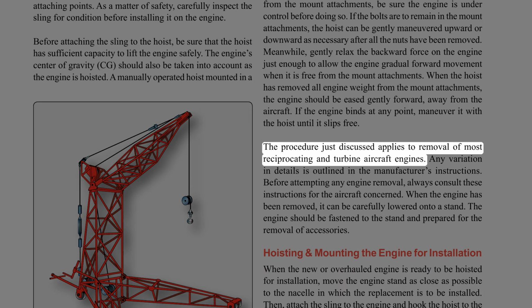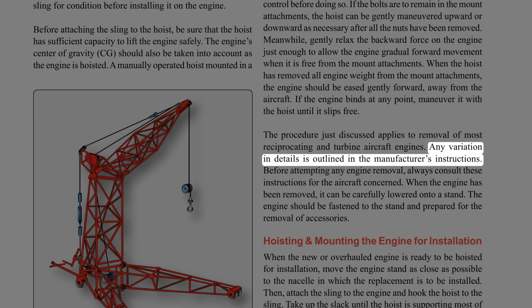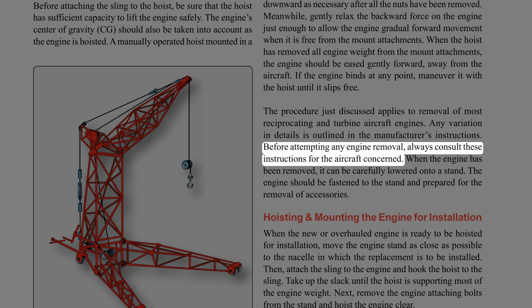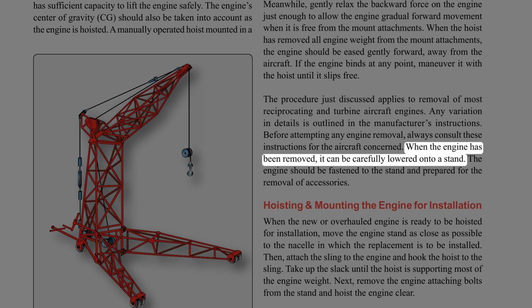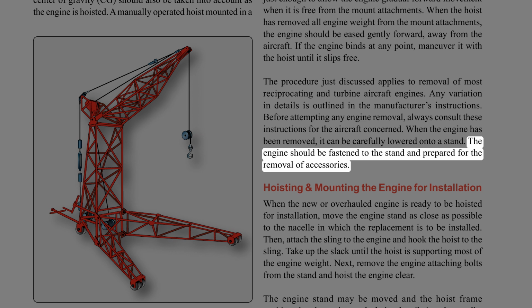The procedure just discussed applies to removal of most reciprocating and turbine aircraft engines. Any variation in details is outlined in the manufacturer's instructions. Before attempting any engine removal, always consult these instructions for the aircraft concerned. When the engine has been removed, it can be carefully lowered onto a stand. The engine should be fastened to the stand and prepared for the removal of accessories.